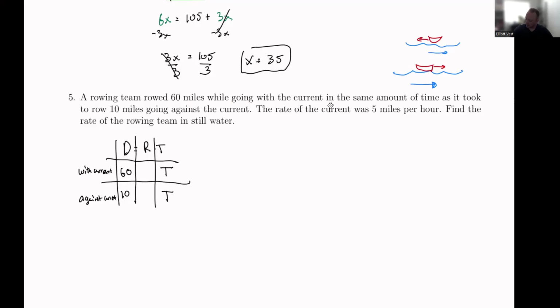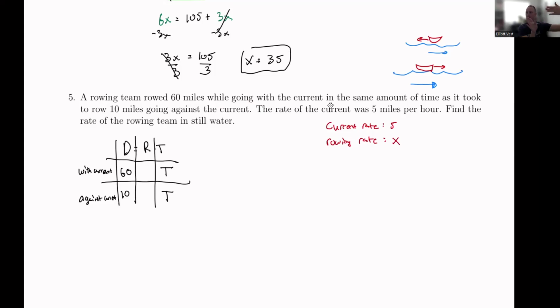The rate of the current is 5 miles per hour. So we have two rates, right? We have the current rate, which is 5, and then we also have the, I guess, rowing rate, because these men are rowing on the boat. I don't know what that is, so let's put that as X, right?